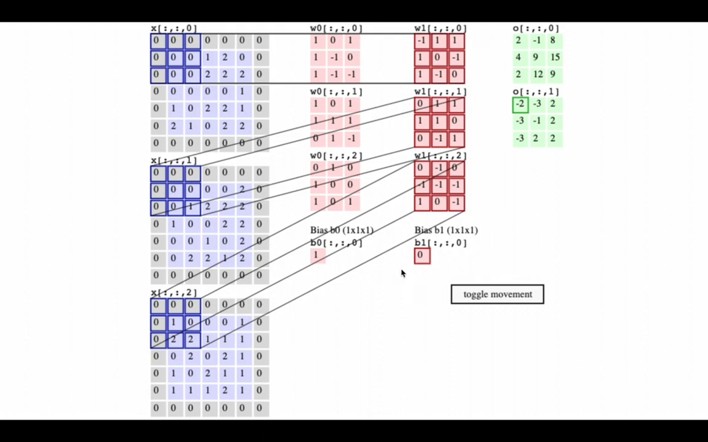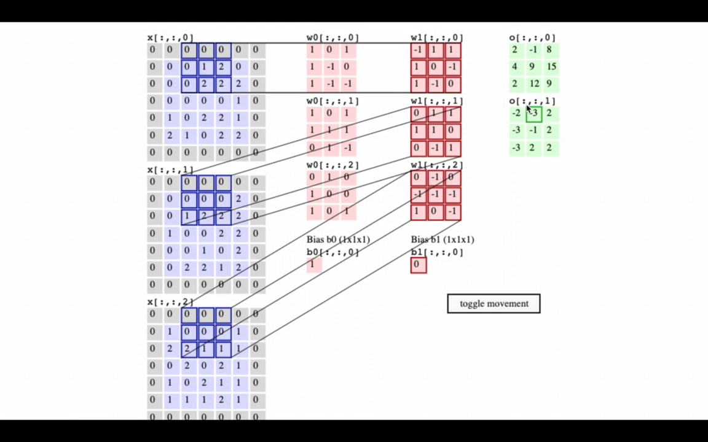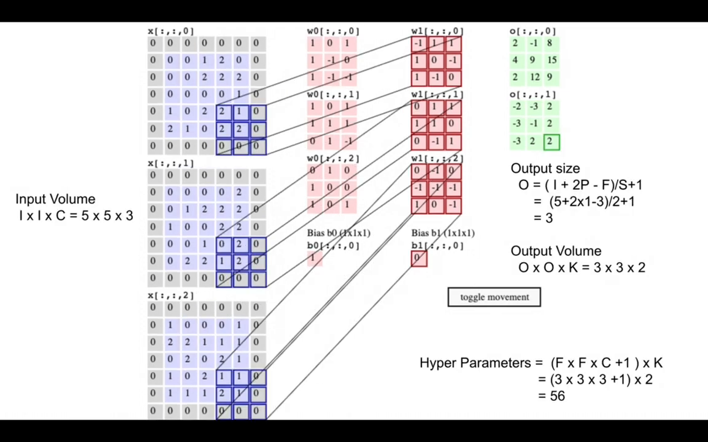In the second filter, the first element will be the multiplication of the filter with the first window, summing up all the elements, and plus the bias. We get a minus 2. Then we shift the filter by stride 2, continue the process, and eventually we complete the second channel of the output image. Now let's check the volume size of the image.